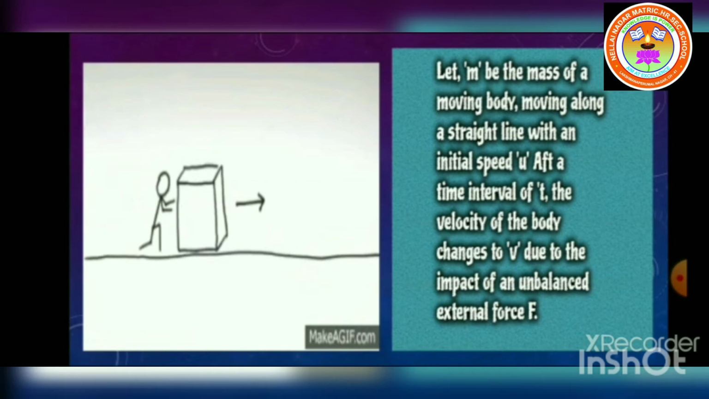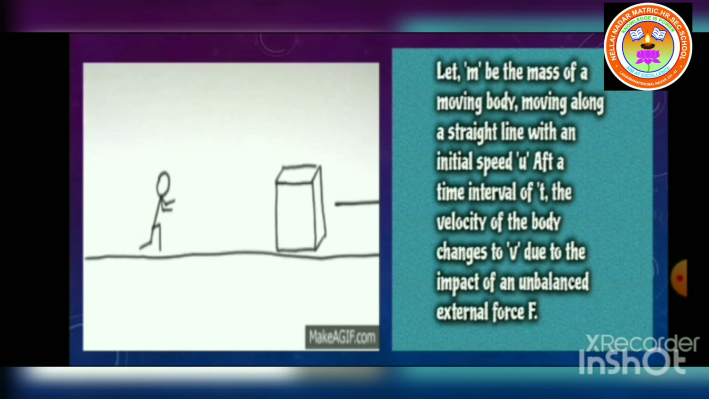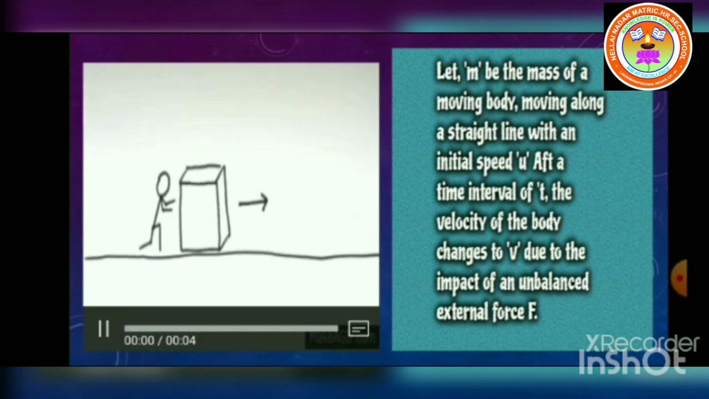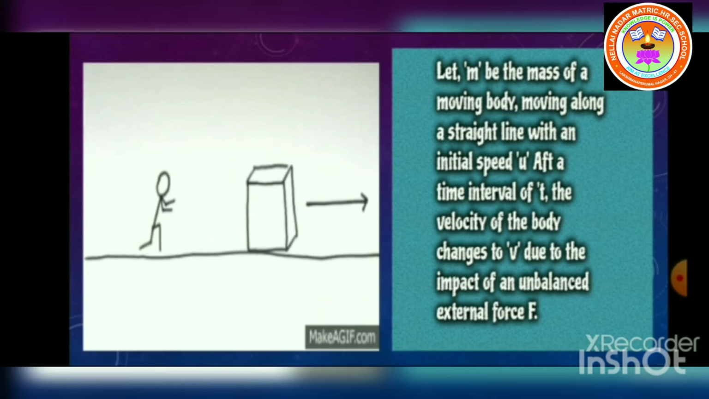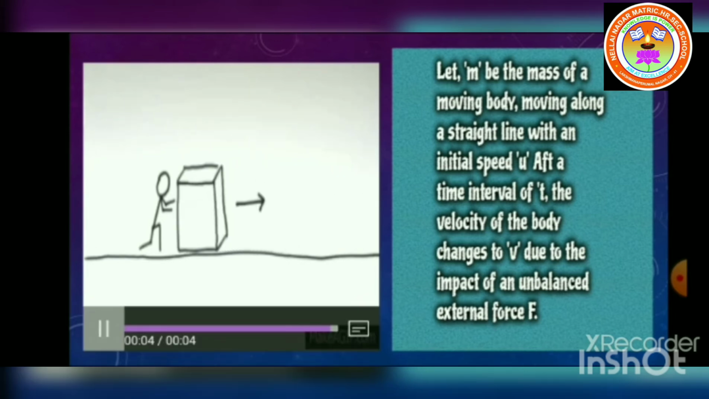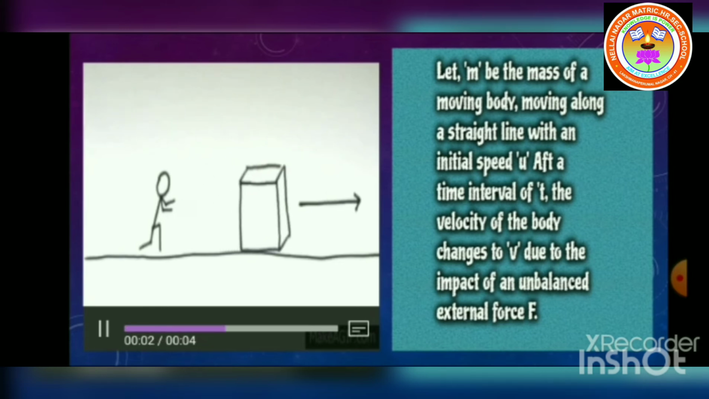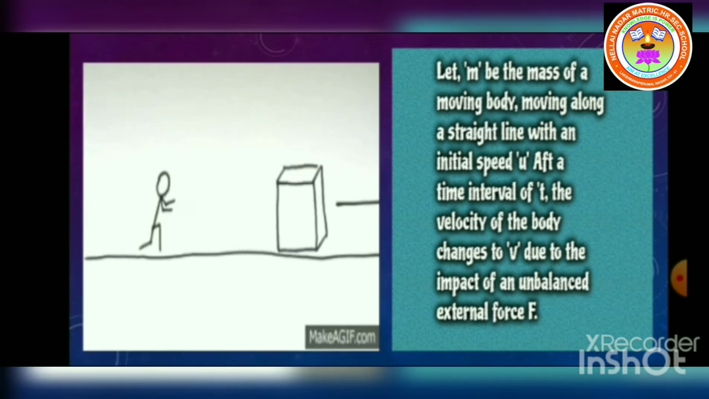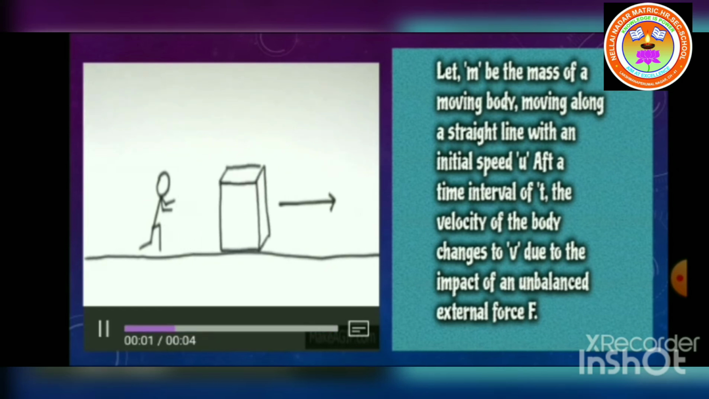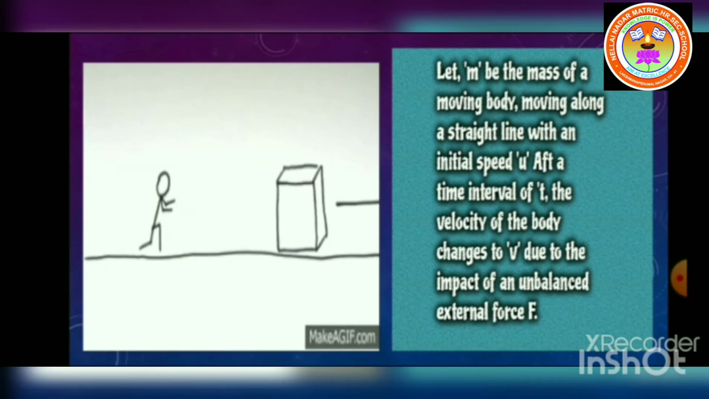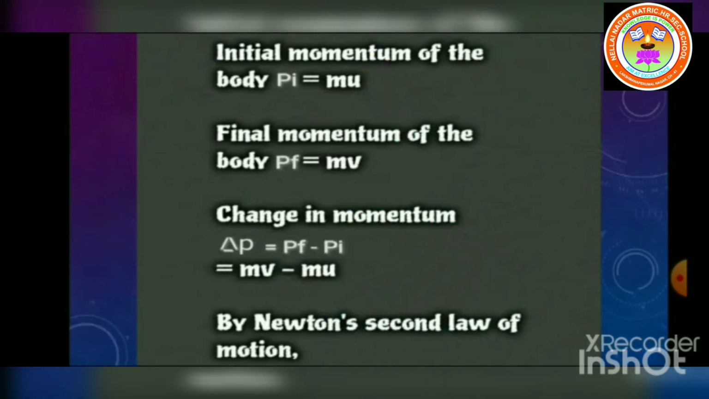Let m be the mass of a body moving along a straight line with an initial speed u. After an interval of time t, the velocity of the body changes to v due to the impact of an unbalanced external force. We know, children, the linear momentum formula: P is equal to the product of mass into velocity. Using this equation, we are going to derive Newton's second law of motion.